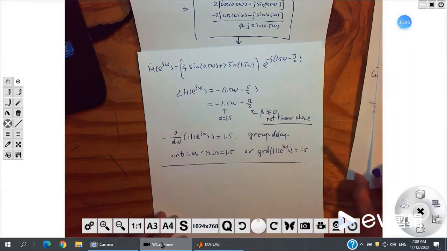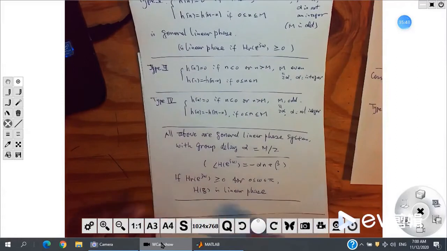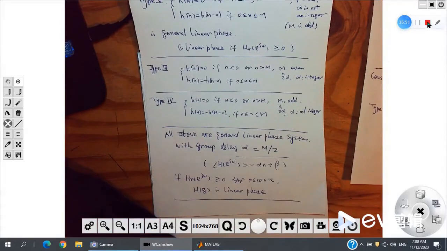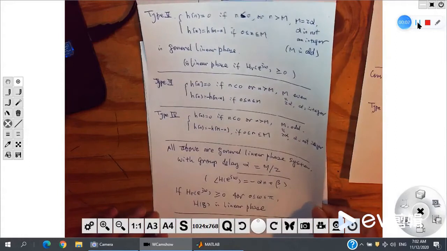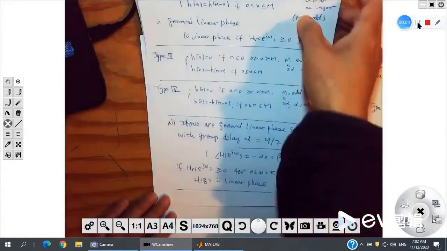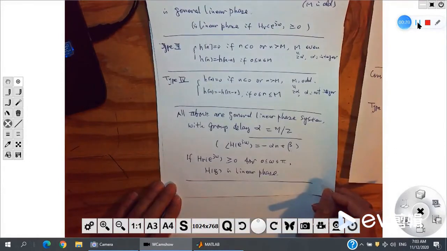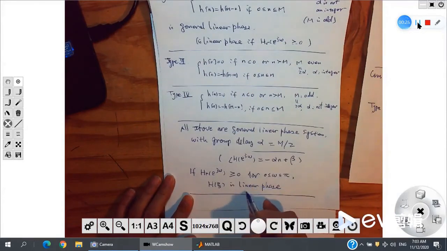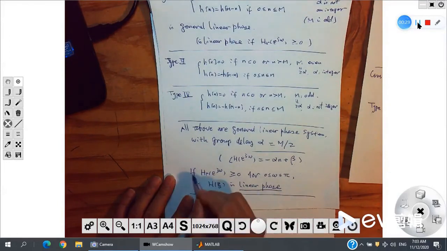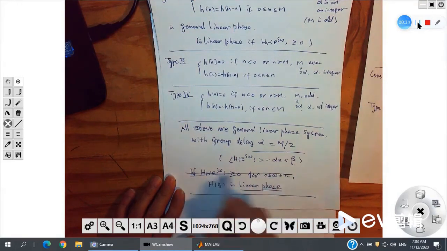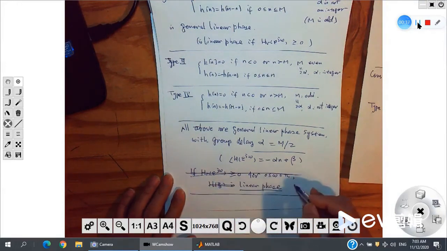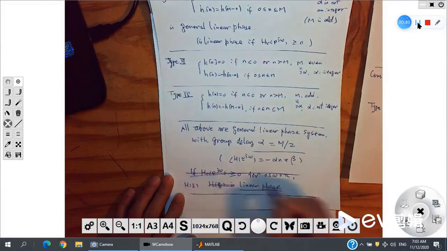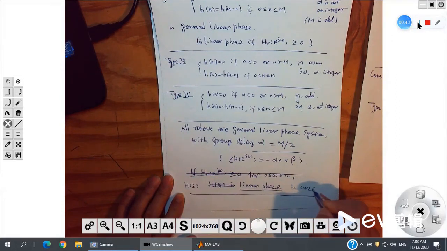Okay, let me go back to this part. Here, I need to correct something. For type 3 and 4, linear phase, it is not just this. This is for type 1 and type 2. We can see it like that. So this is linear phase in case, I just say in case, you need to check it. Like this example.